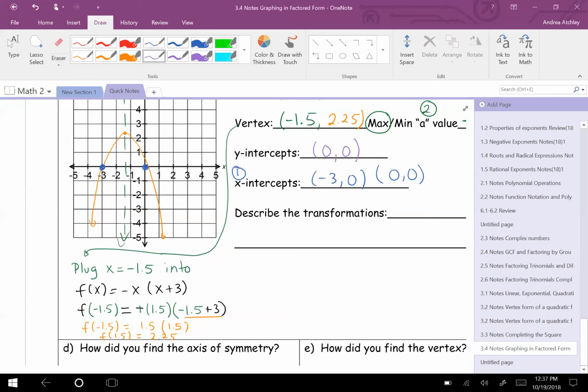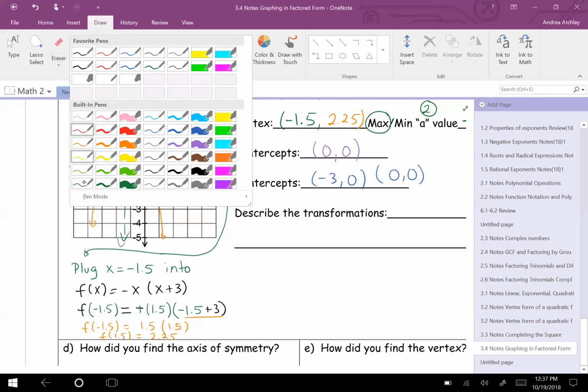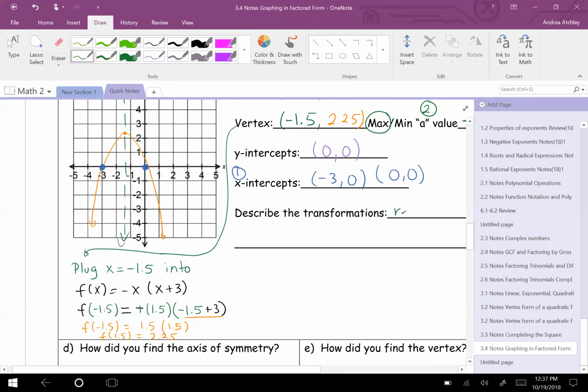Okay, does anyone have one of my transformations? Someone raise a hand and give me a transformation. Maddie? It's not shrinking. It's neither one of those because the a value is 1. The negative, what does the negative tell me? Okay. Reflects across the x-axis. So that a value is what tells me it's going to be reflecting across the x-axis.